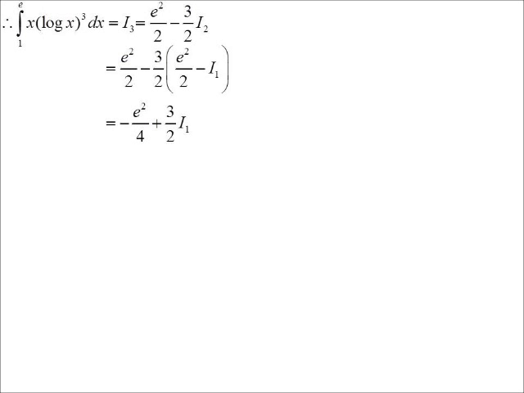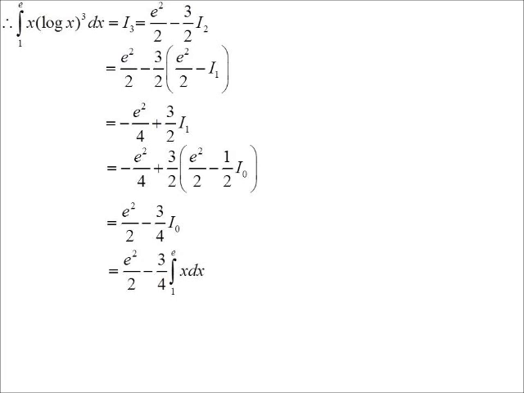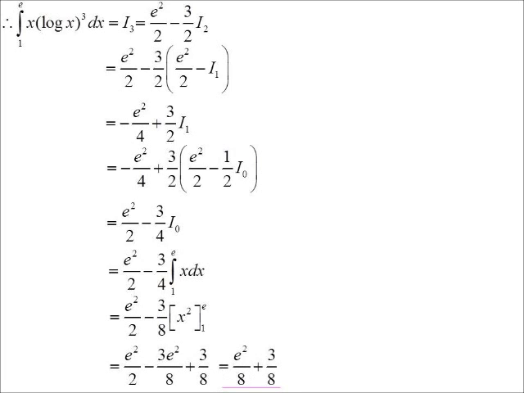Now I'll use the formula for I2. And I2 would be e squared on 2 minus I1. I1, I can use the formula, e squared on 2 minus half I0. I0, I'll stop there because basically now I've got the integral of x dx. Because the log's now to the power of 0, and anything to the power of 0 is 1. And I've got a rather easy integral to go and do. And that is, of course, half x squared, sub in the e, sub in the 1, tidy it up a little bit, and we get our answer.